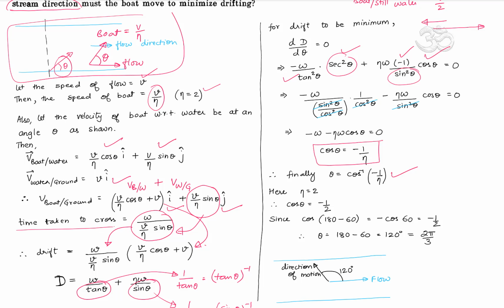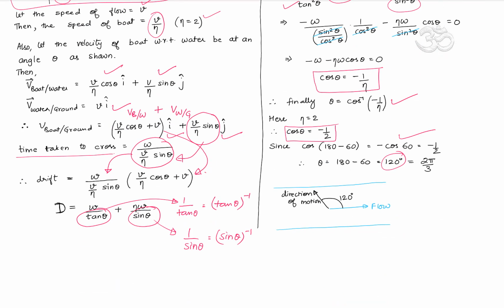Now here, because eta has been given as 2, we have to find out theta such that cos of theta is equal to minus 1 by 2, and then we know that the angle is 120 degrees. This is a very straightforward step. So which means the river flows downstream and the boat should travel at an angle of 120 degrees with the river flow to minimize the amount of drift that it suffers.